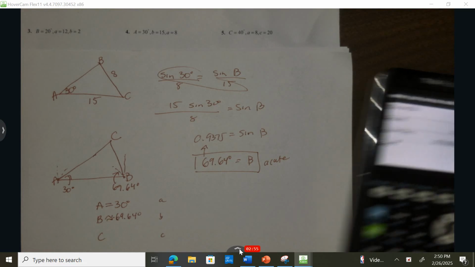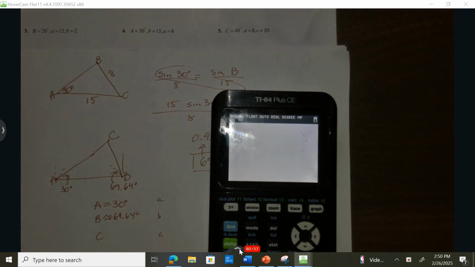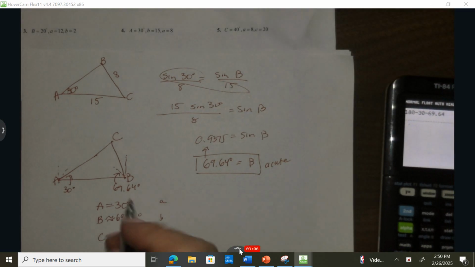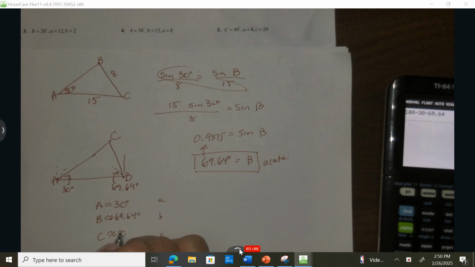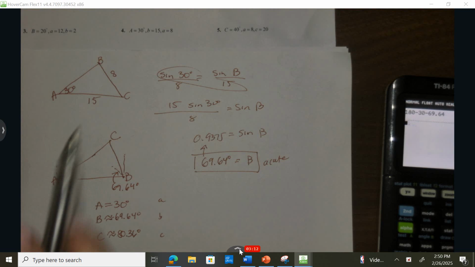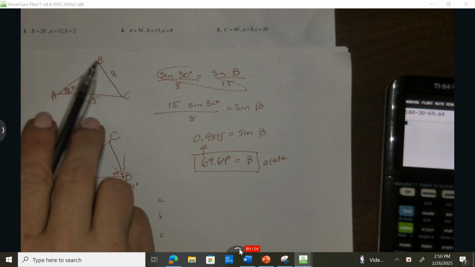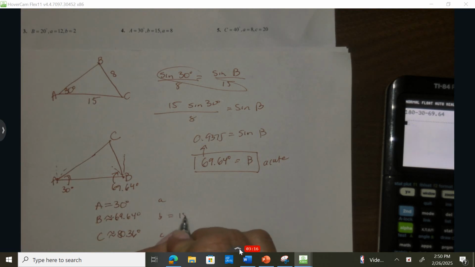How can I figure that missing angle? Again, we know that the interior angles of a triangle add up to 180, so let's subtract 30 and subtract the rounded 69.64, and we end up with 80.36 degrees. Okay, got those. We're given that opposite of B is going to be 15 units and opposite of A is going to be 8 units.